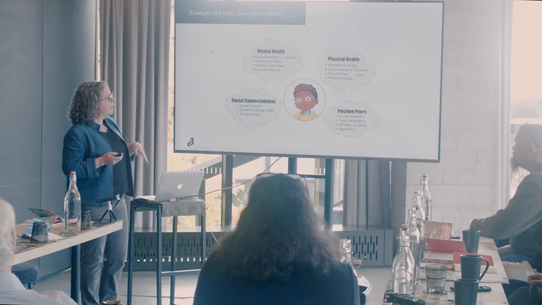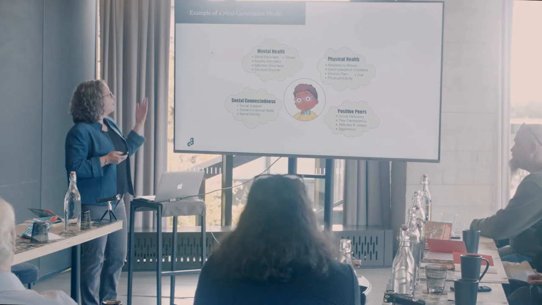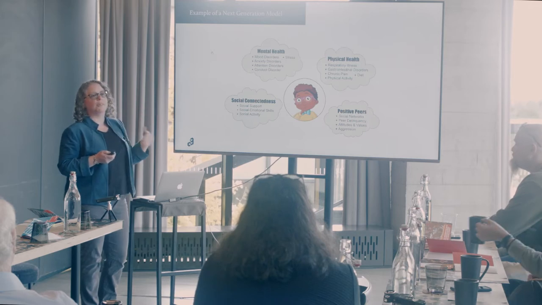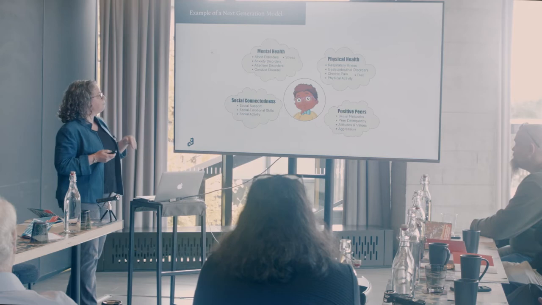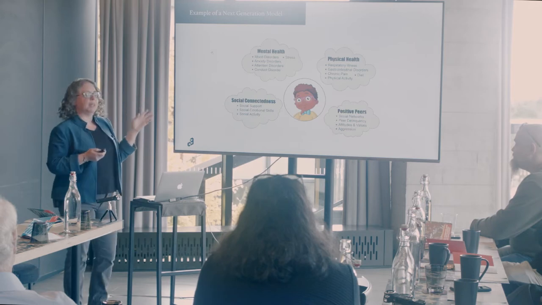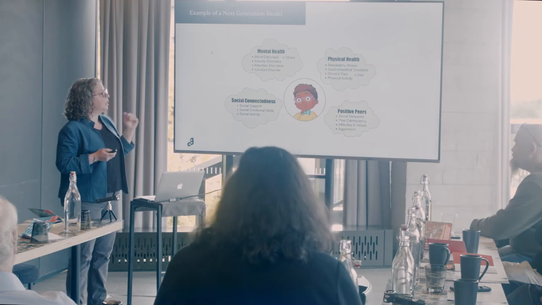I picked four things that we know are pretty strong predictors. So mental health, particularly in high school. This is a time when many of the mental health challenges arise for kids. Some earlier, but for many kids, not until high school. Social connectedness is super important.